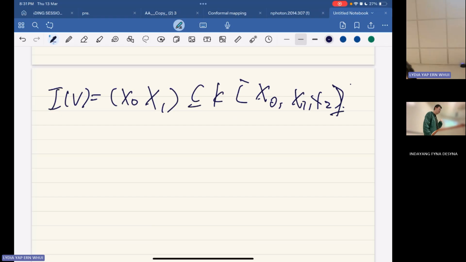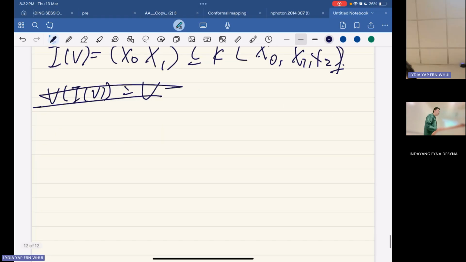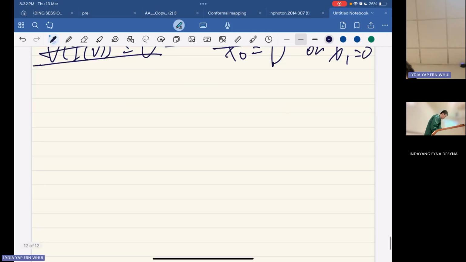Do you know how to prove it? I think all of you know that. And since this is a radical ideal, it corresponds to a V, right? Which means that if we put a V here, it's just V, right? And we can see that this variety is actually just x0 equals 0 or x1 equals 0, put together. But I don't think this is very important.